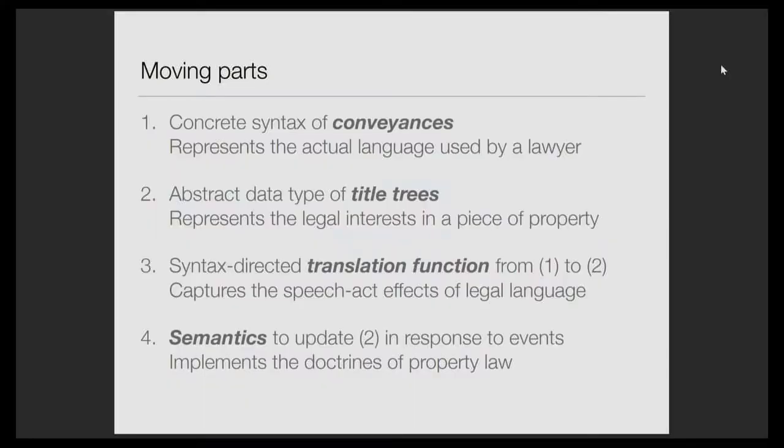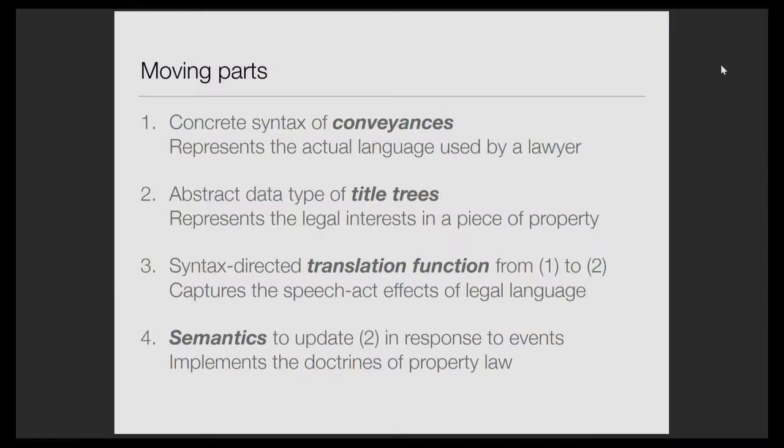We have a syntax-directed translation from the concrete syntax into the ADT, so that you can take one of these conveyances and effectively parse it into its parse tree, and then transform that tree into the title tree. The mapping is not quite one-to-one. There are a number of complexities, so a bunch of the legal intelligence here comes in saying, well, you can use all of these different variations in the language, but they will all wind you up with the same title tree at the end of it. And realizing we had to separate the two was, I think, the crucial breakthrough in our formalization.